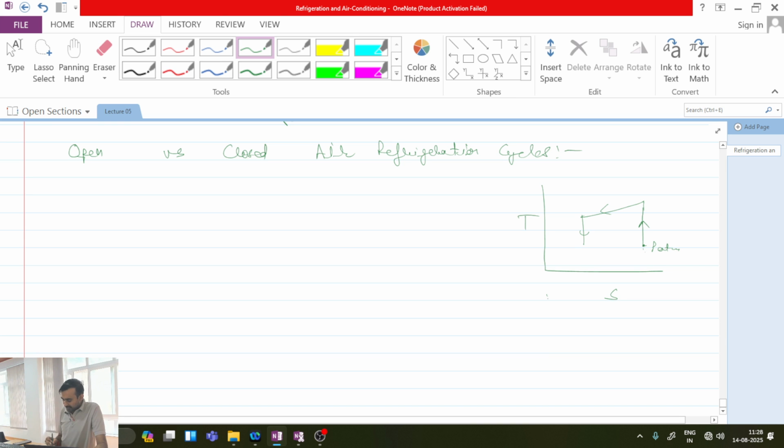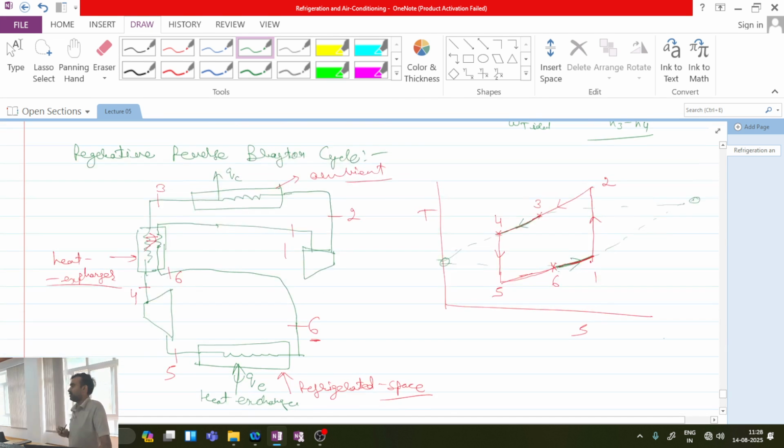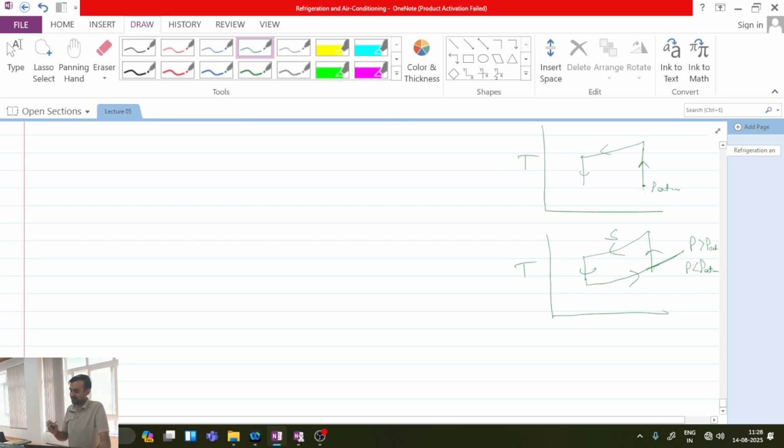But in case of closed cycle, because you are not dumping the gases to ambient, you are operating in a closed manner. So if you are operating in a closed manner, this pressure can be any pressure greater than or less than atmospheric pressure as per our requirements. Is this one clear? So in a closed cycle, the pressure at the inlet of compressor can be kept either greater than the atmospheric pressure or less than the atmospheric pressure as per our requirements.